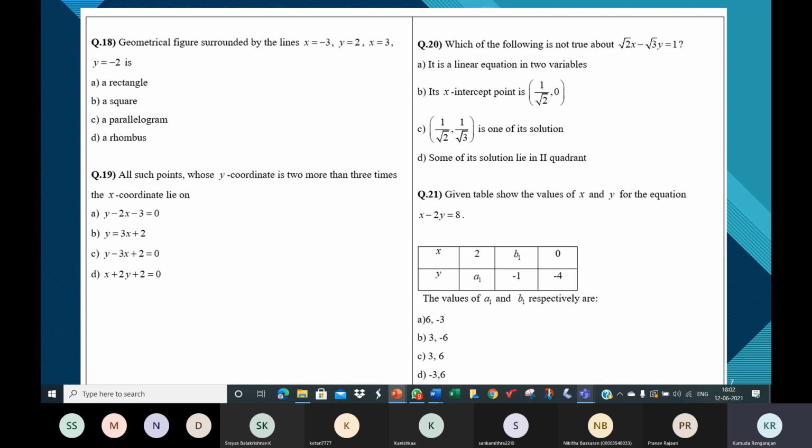Y coordinate, y, that is y is equal to, meaning equal to. Y coordinate is, so y is equal to 2 more than 3 times the x coordinate. 3 times the x coordinate is 3x. 2 more than that is 3x plus 2. So 3x plus 2 is equal to y.